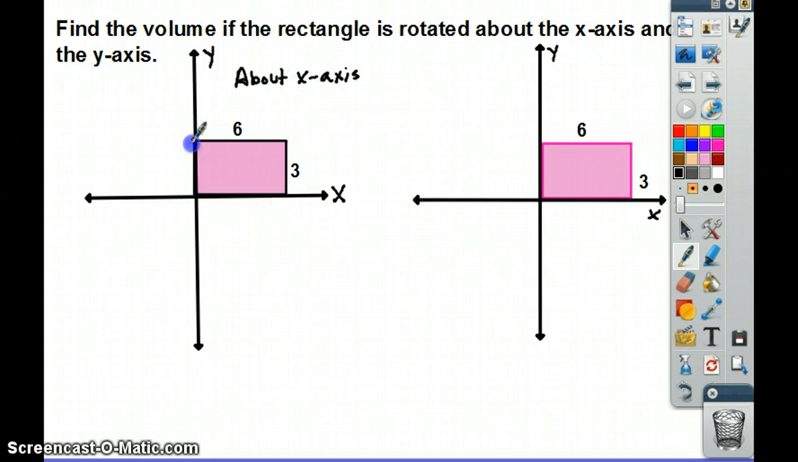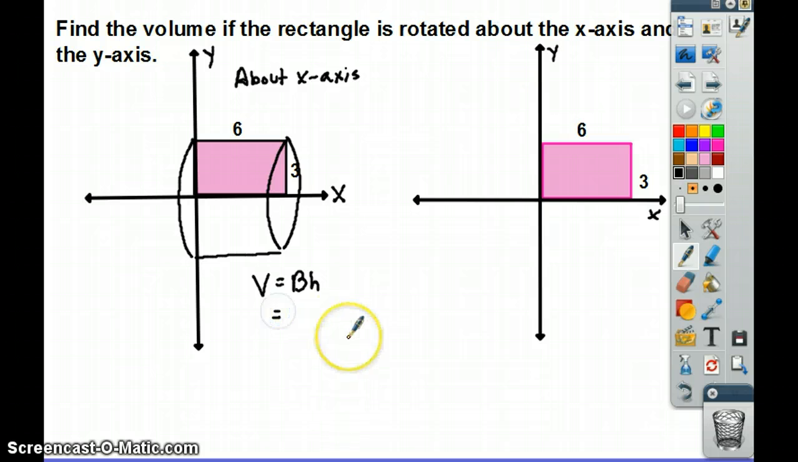So when we spin this, remember, just like we did with the last unit on lateral area and surface area, we get a cylinder. And the volume of the cylinder, area of base times height. Well, let's see, what's the radius? Well, the radius would be this 3 that we get when we're spinning around. So the area of the base is 9 pi.